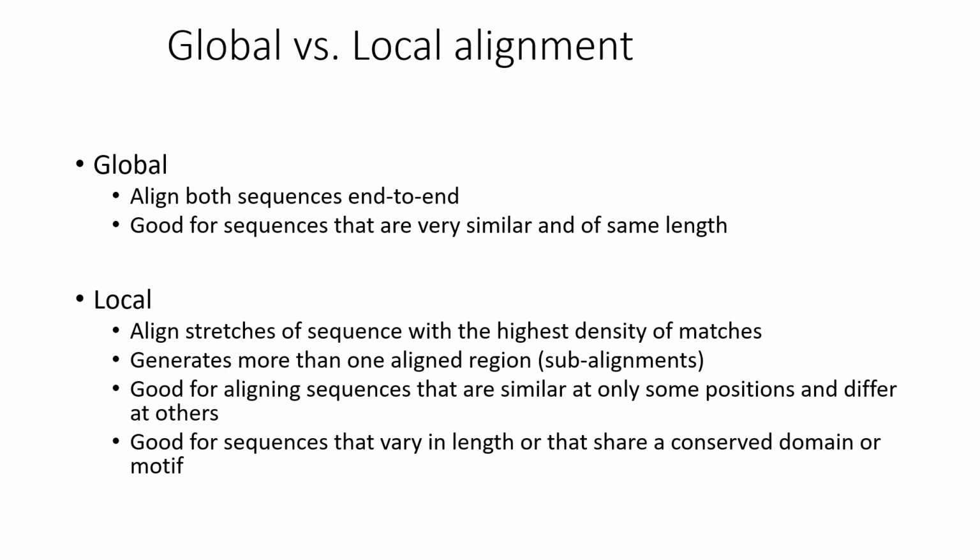So if the two sequences are not closely related and are divergent sequences, then opting for the local alignment method would be a better option, because we will then be more interested in the regions that are functionally important. And the local alignment method is good for sequences that vary in length and that share a conserved domain or motif. Okay, so all these things will become more clear later when we do some exercises for this.